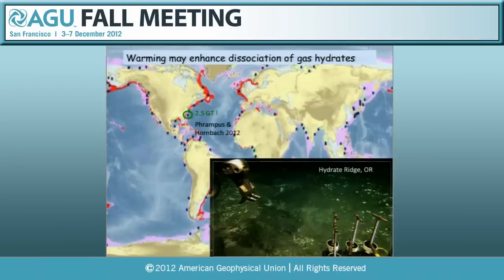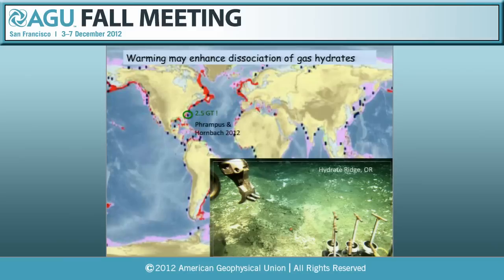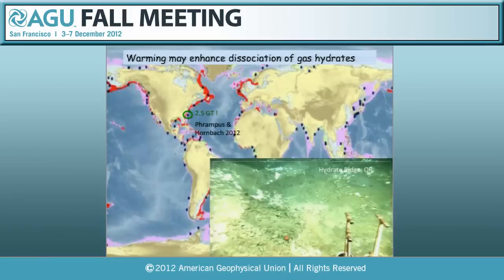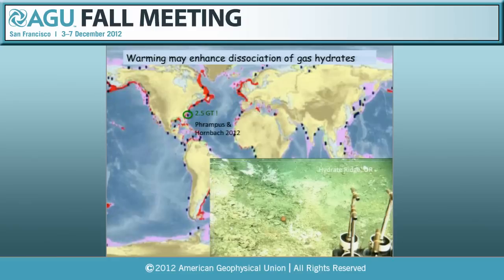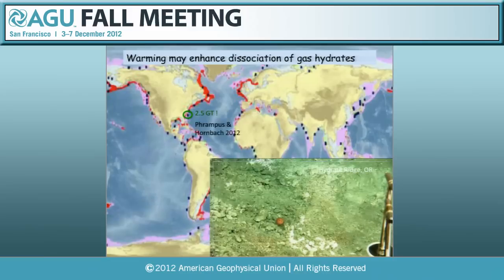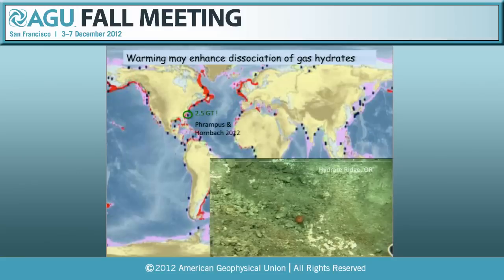Now, those are effects of low oxygen, but there are other climate change effects that are going to take place on margins and in the deep sea. And one of these possible effects is the dissociation of gas hydrates. The margins are full of gas hydrates buried just under the sediments. You can see the blue dots there represent some of the known deposits. And it's felt that as the water warms, this is going to increase the release of methane.